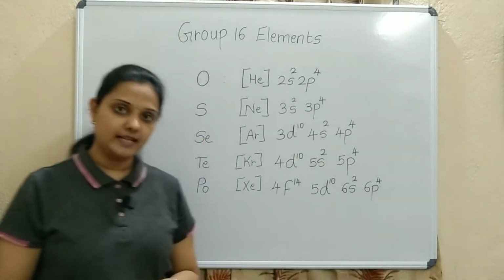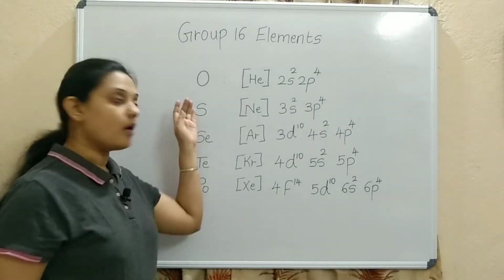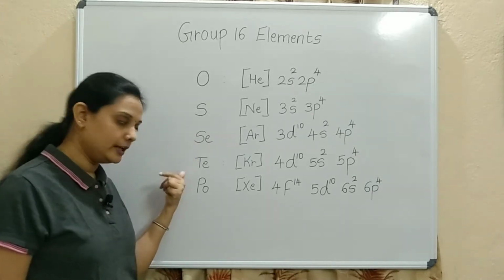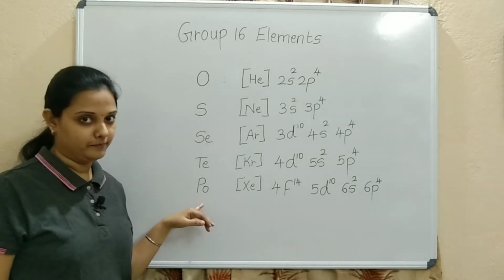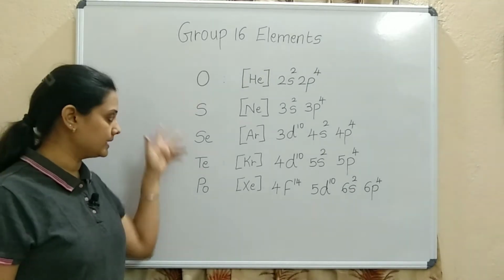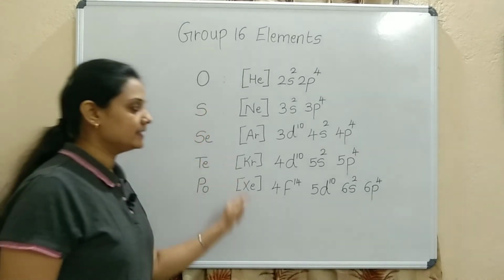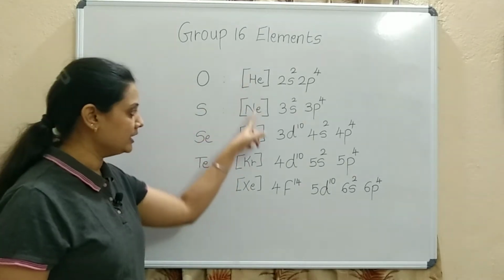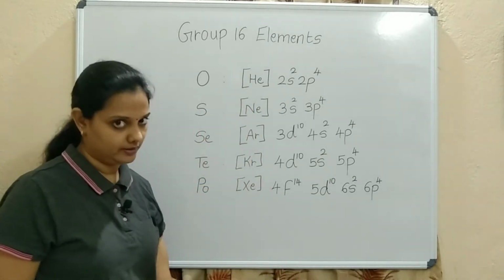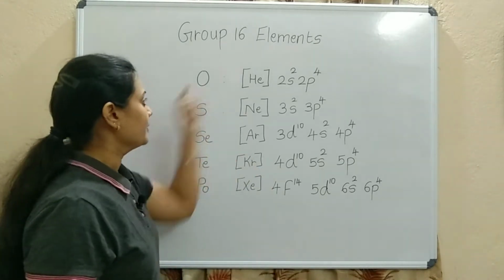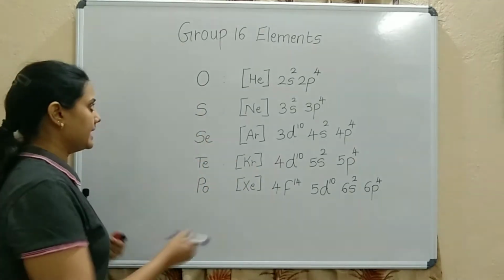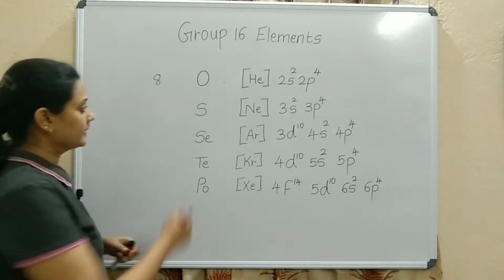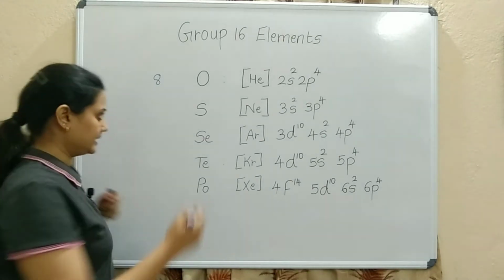Group number 16 elements are oxygen, sulfur, selenium, tellurium and polonium. I remember it as O, S, Se, Te, Po. Its electronic configuration in the noble gas configuration, if we write, helium, neon, argon, krypton, xenon, radon, in the order. So oxygen, the atomic number is 8. Sulfur, the atomic number is 16.